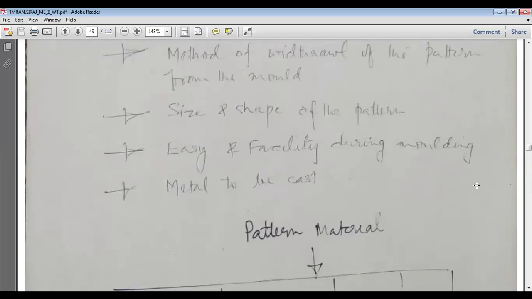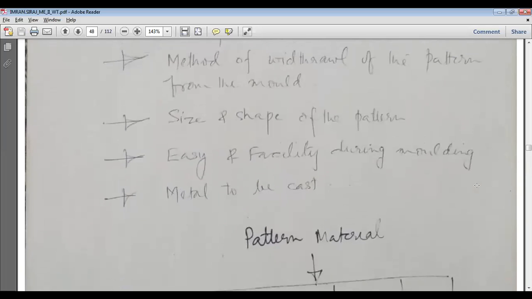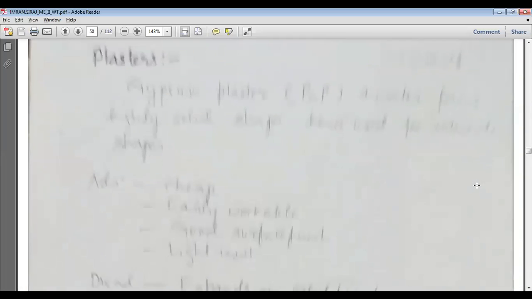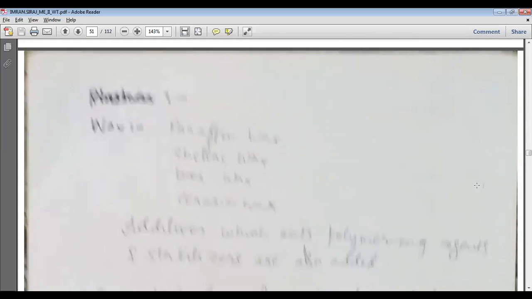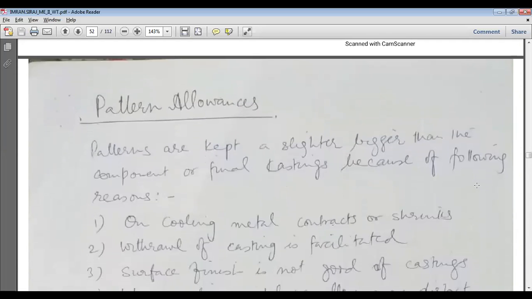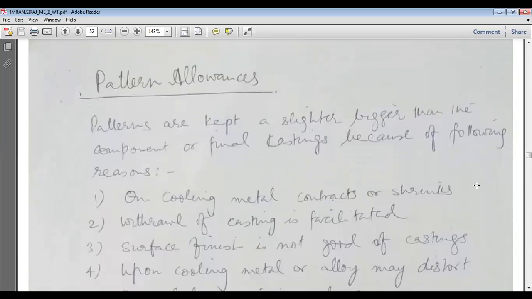So right now we have talked about pattern material: what pattern materials there are, what factors are involved in the selection of pattern material, and what their advantages and disadvantages are. In our next lecture, we will be discussing the allowances that are given to patterns. What the allowances are, why they are given, and why they are taken into consideration.